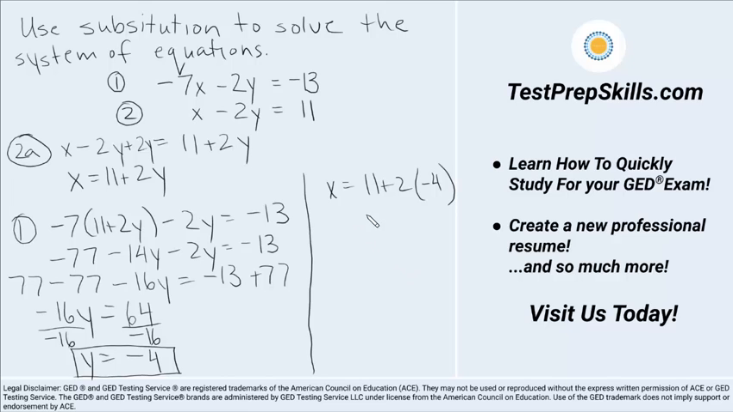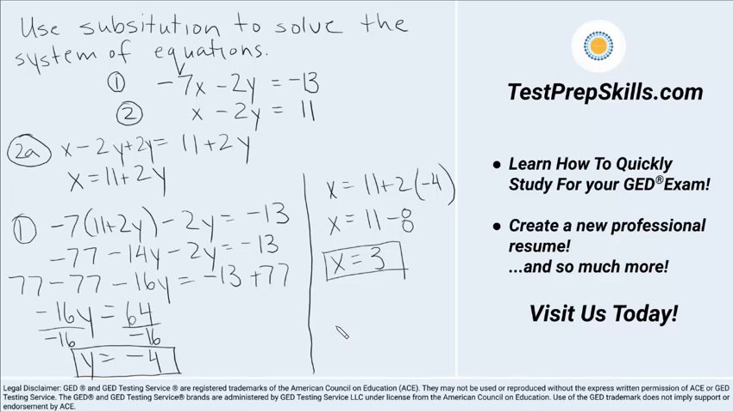Okay, so let's keep simplifying. The first thing I'm going to do is recopy my x, and copy down my 11, because the first action I need to do based on order of operations is take care of this multiplication here. So I've got this 2 multiplied by negative 4. That's going to give me negative 8. And then I can do my final simplification, 11 minus 8, which is simply 3. And there we go. I have solved my system of equations. I found that x is equal to 3 and y is equal to negative 4.